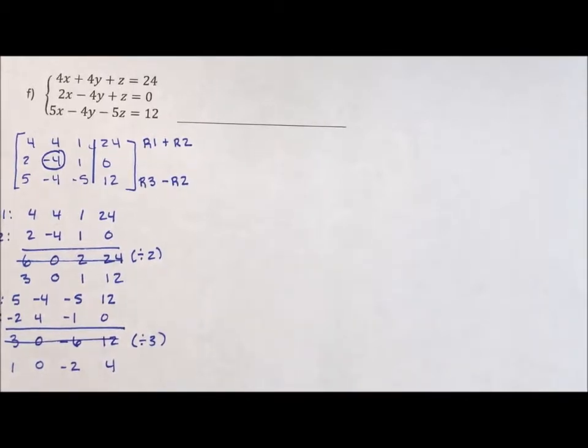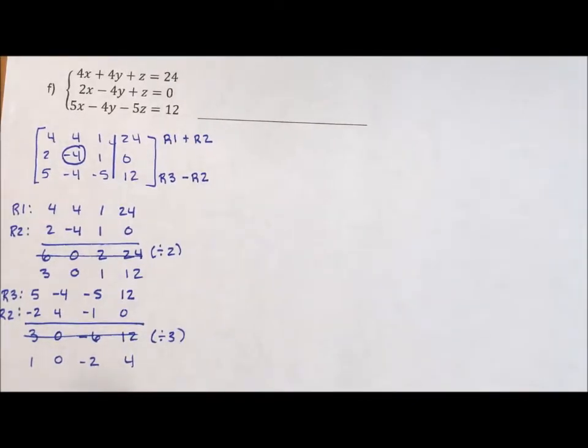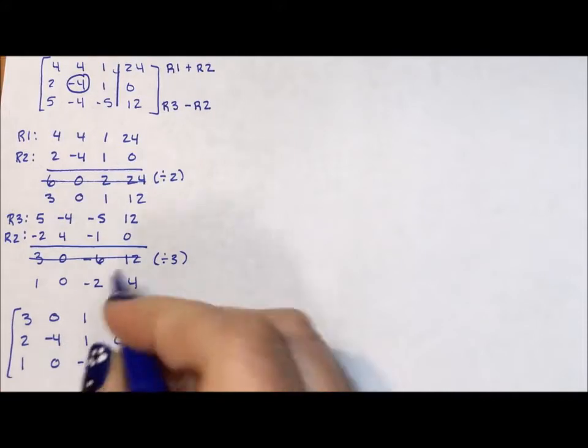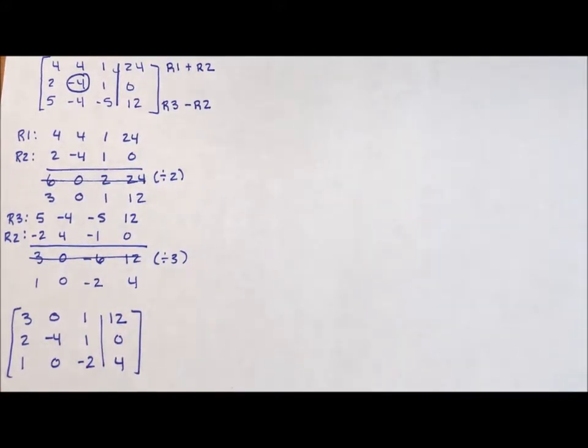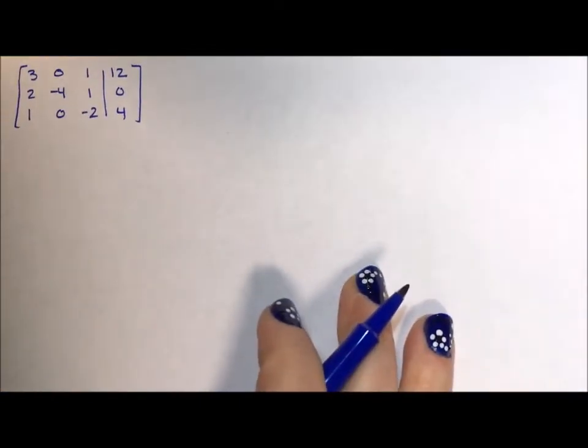Okay, so what I'm going to do is compile all of these numbers into a new matrix. My first row becomes this 3, 0, 1, 12. My second row stays 2, negative 4, 1, 0. And my last row becomes 1, 0, negative 2, 4. Put it in brackets to make it a matrix, give it a line so it's an augmented matrix, and now I have a new matrix that I can start pivoting on.